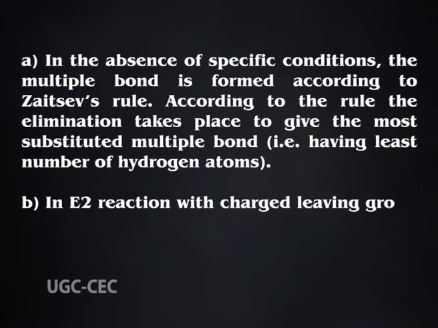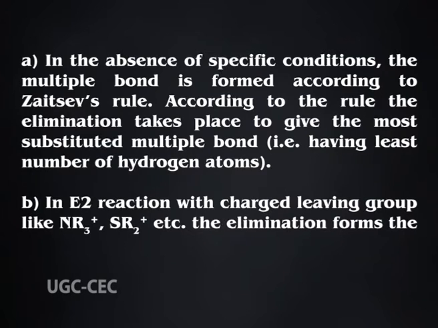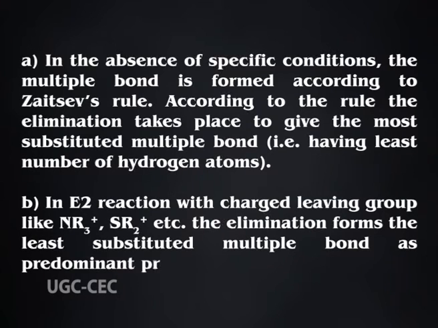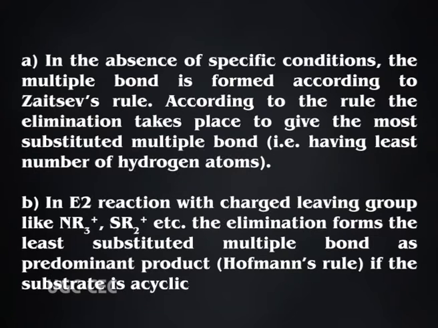In E2 reaction with charged leaving group like trialkyl ammonium and dialkyl sulfonium leaving groups, the elimination forms the least substituted multiple bond as predominant product if the substrate is acyclic. This is Hofmann's rule.